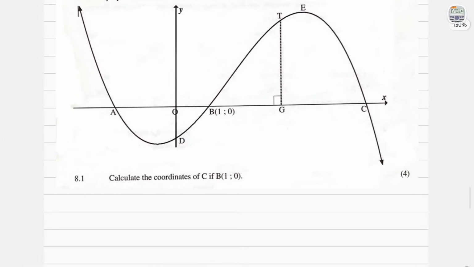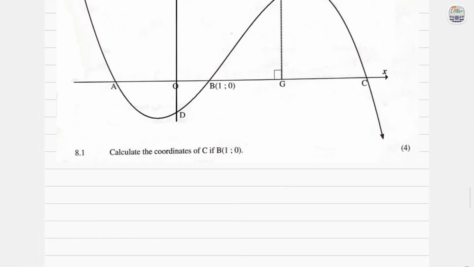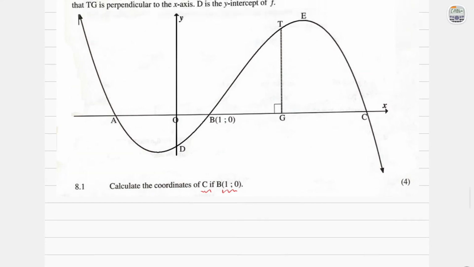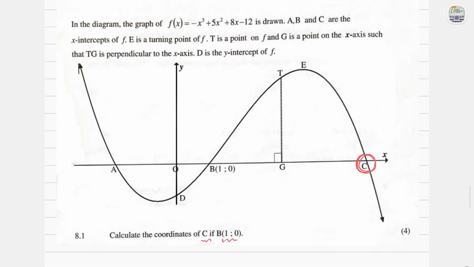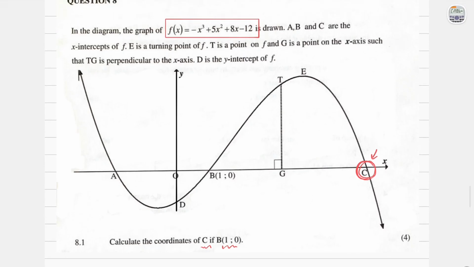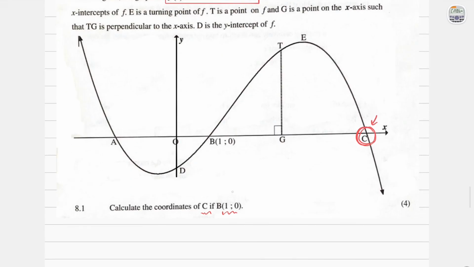And the first question is to calculate the coordinates of C if B is (1, 0). So C is one of the x-intercepts. And to find that, we would naturally have to make y equal to 0, because at the x-intercept, y is equal to 0. So we have the equation of f, and we can make y equal to 0, but then we would have to factorize. That's probably why they gave us B, to tell us that we've given you a factor, so you don't have to search for it.